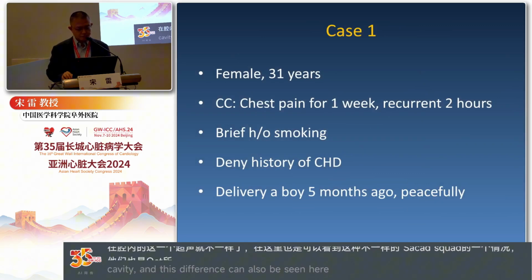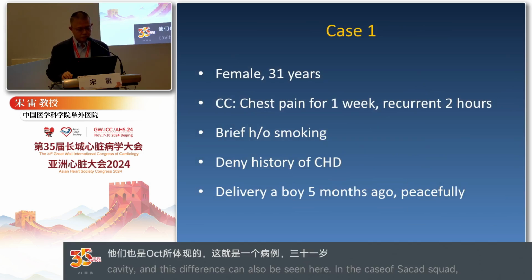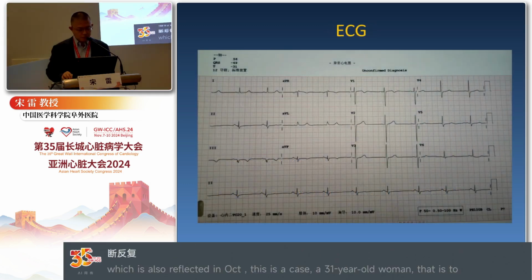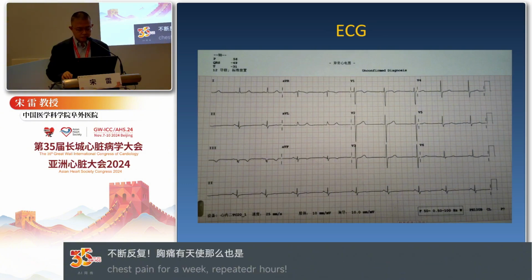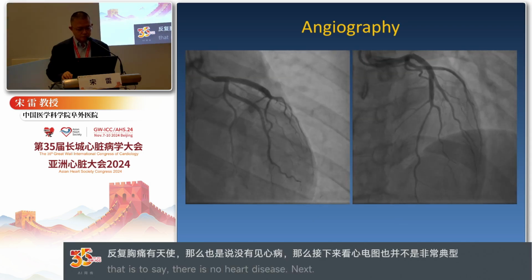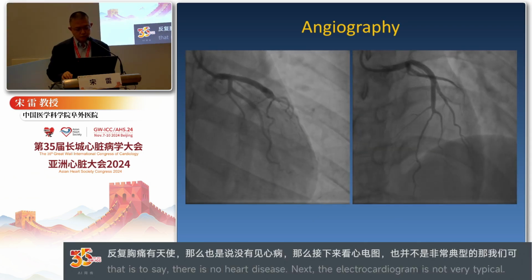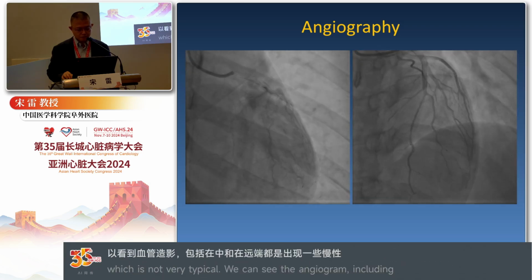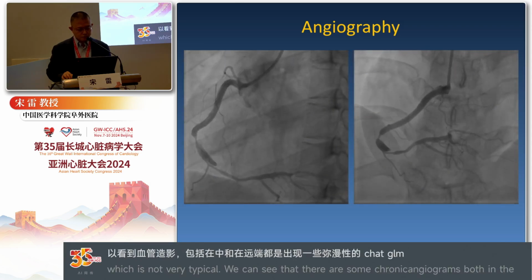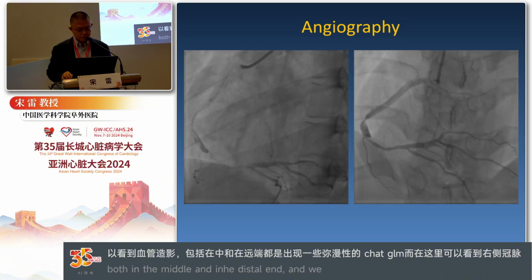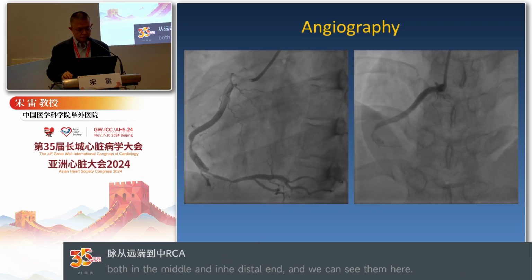This is the case: a 31-year-old female patient with chest pain for 1 week, recurring for 2 hours, and a smoking history. She denied any history of coronary artery disease and delivered a boy 5 months ago. The ECG showed no typical changes. Angiography shows that the mid and distal LAD have very diffuse stenosis, with TIMI 3 flow. The distal to mid RCA also has diseased stenosis.